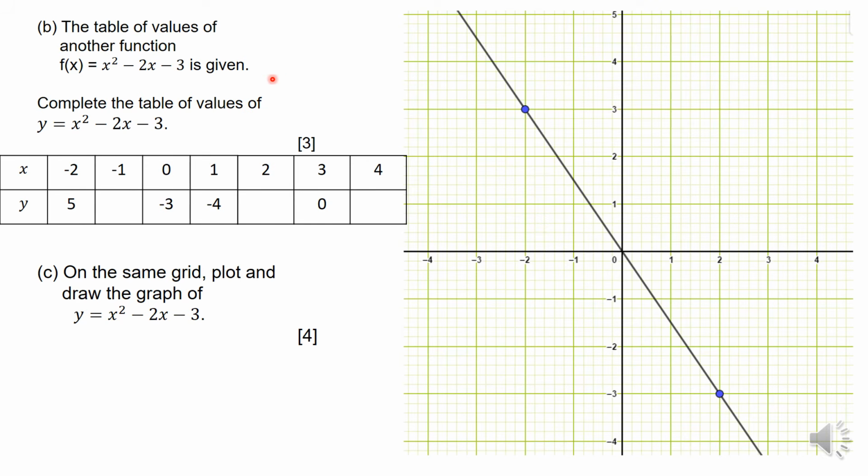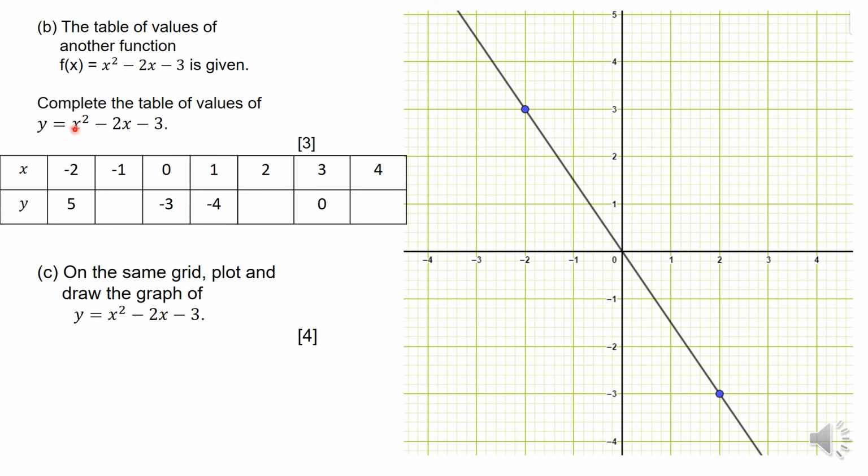Right, anyway, they are giving us another function. So we have got function f now. So we have the straight line. We know what our straight line is. No problem. Okay, so we need to complete the table. I've done quite a lot of questions on functions, so I will advise you to go back and have a look at them as well. Right, so you complete the table.